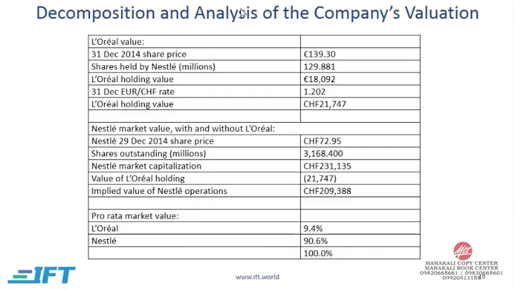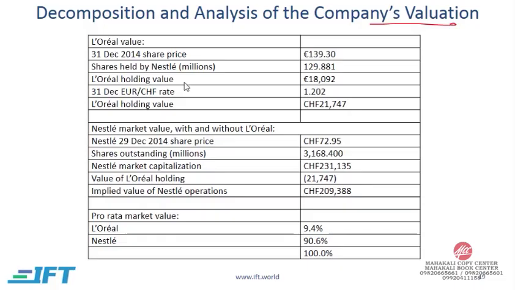Right. Decomposition and analysis of the company's valuation. Now, I mentioned at the start of this case that Nestle has a major investment in L'Oreal. Now, when we come up with the PE multiple, one easy thing to do is just to take the overall market value of Nestle and divide by the earnings of Nestle. But when we do that, we will also be considering L'Oreal. So what our analyst wants to do is remove the impact of L'Oreal. L'Oreal is also a publicly traded company. So how are we going to remove the impact? We are going to find the value of L'Oreal and subtract that from total market value.